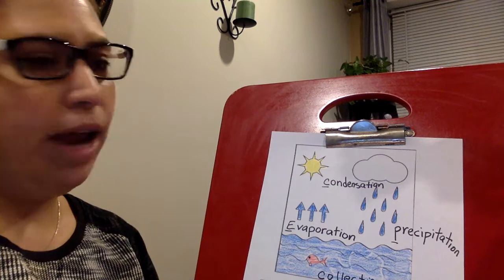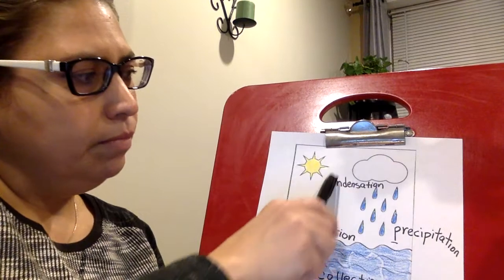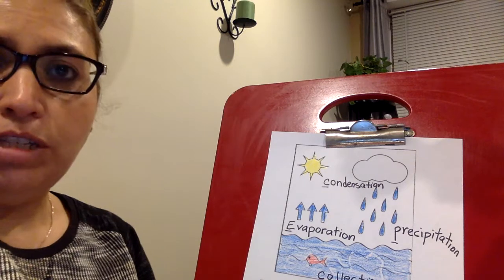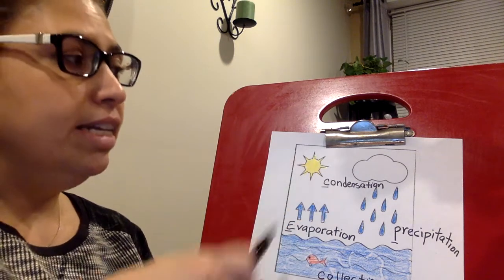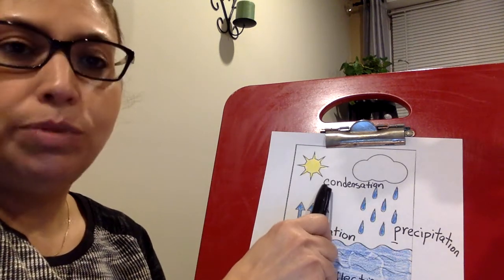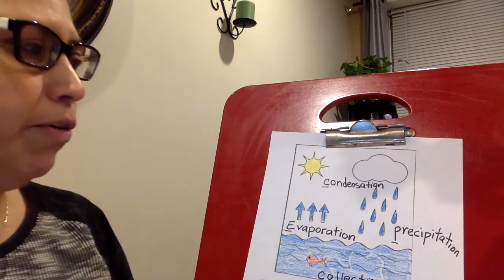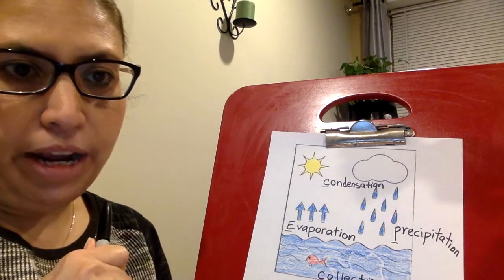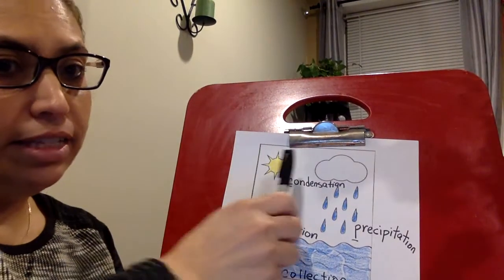Then, what happens up in the air, right here, okay, is called condensation. Can you say condensation? Condensation. So condensation starts with a C, that's right. And condensation is when the water vapor in the air gets cold and it changes back into liquid, forming clouds. Okay? And this is called condensation.